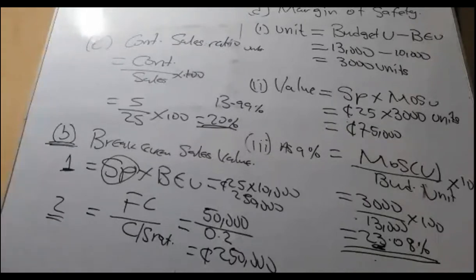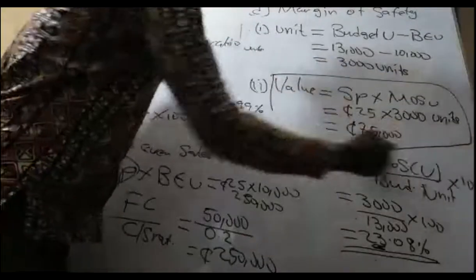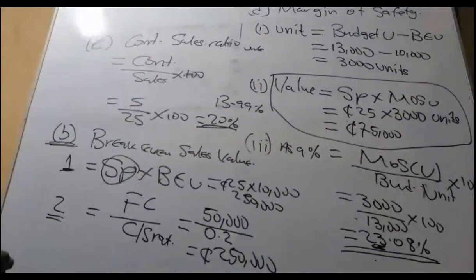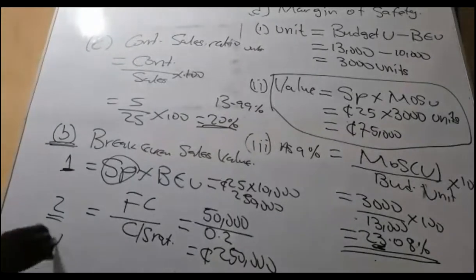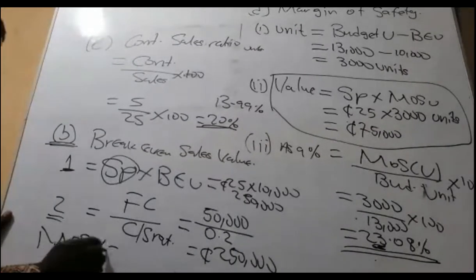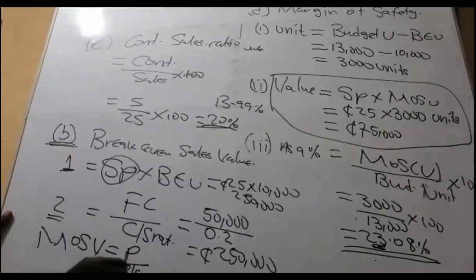Good. So the margin of safety in value that we calculated was 75,000 Ghana cedis. Alternative formula with the help of what? CS ratio. In fact, CS ratio is there to help you determine the value. I've calculated the profit at the budgeted level, which is 15,000. So the margin of safety in terms of value is equal to the profit divided by the CS ratio.